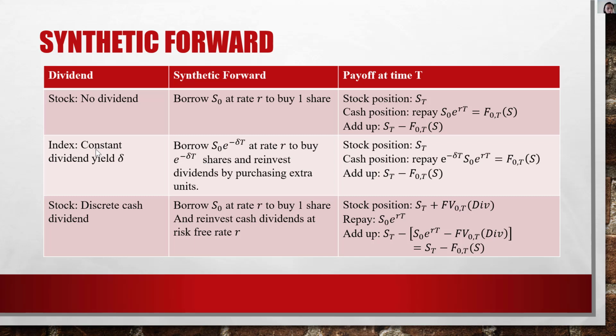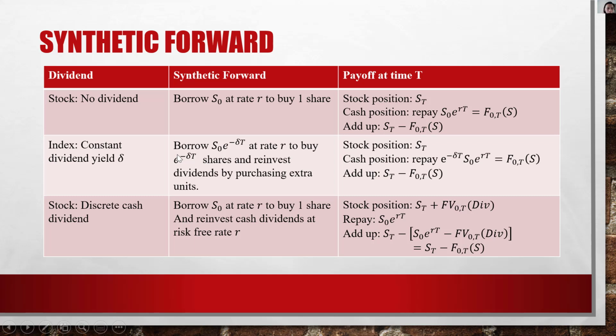So for the stock with no dividend, basically we borrow at rate r to buy one share. So we buy one share at the price S0, and in case we don't have money, we have to borrow S0 to buy one share. At time T, the stock position is S_T, right? And the cash position, we have to repay S0 times e to the rT. That is the forward price, right? Forward price. So we add them up, we got F_T subtract F_0,T.